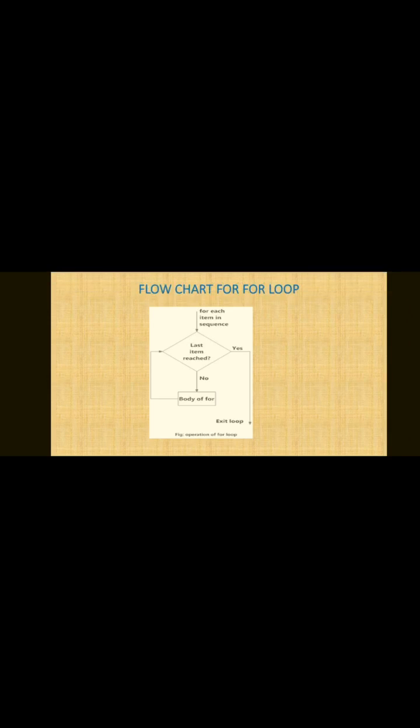Okay, so till the condition, till the loop variable is taking its last value, it will continue to iterate, and when the limit is reached, it will exit the loop. So that's the flow chart of the loop basically. Now this is very important.